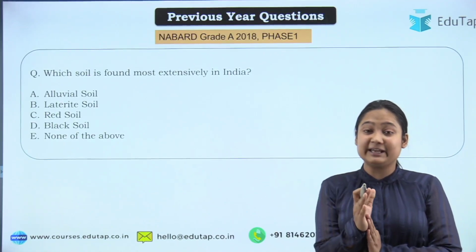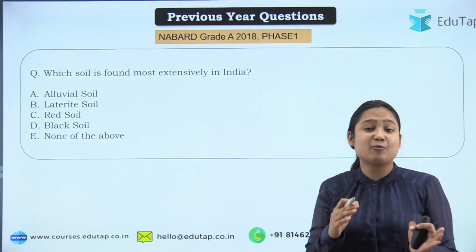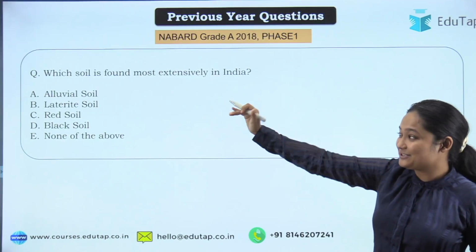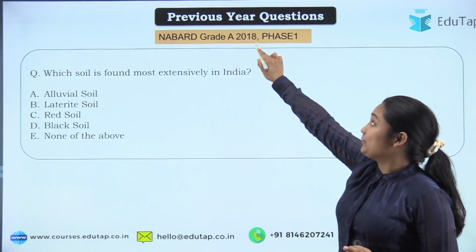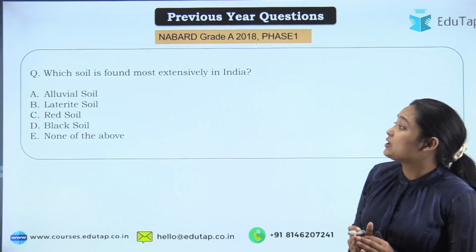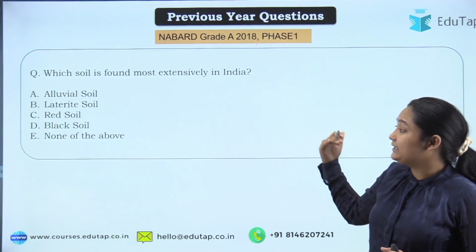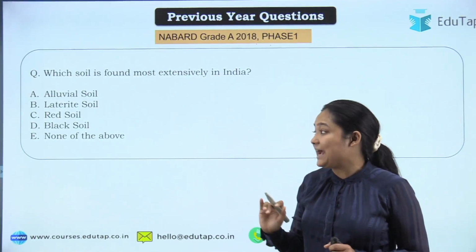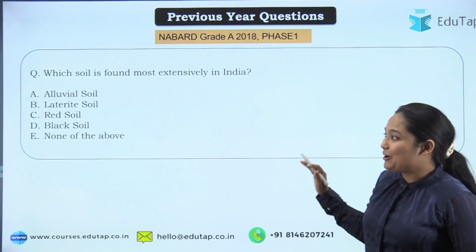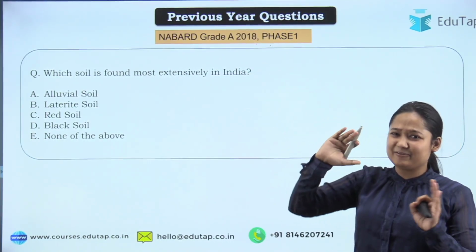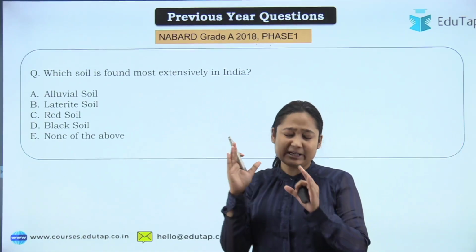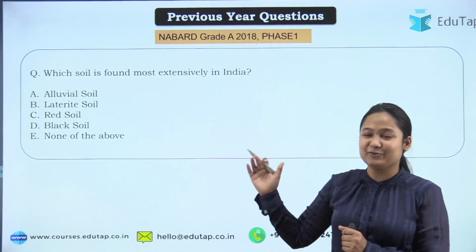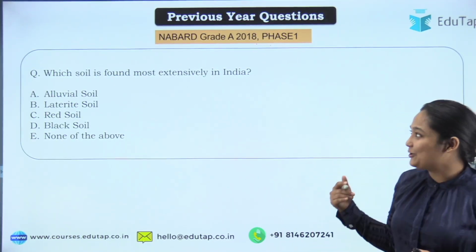First of all we will take a look at the PYQ. What kind of questions are there from this particular soil topic? The question in NABARD Grade A 2018 Phase 1 was, which soil is found most extensively in India? Your options were alluvial soil, laterite soil, red soil, black soil, or none of the above. I think this is a quite easy answer, but if you don't know, don't worry, we will be thoroughly discussing this topic and you will be able to give the answer.